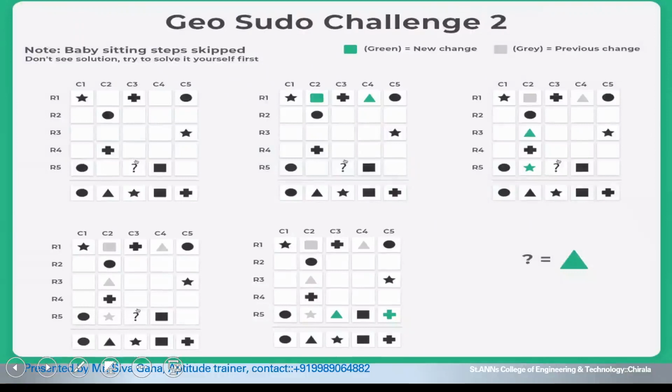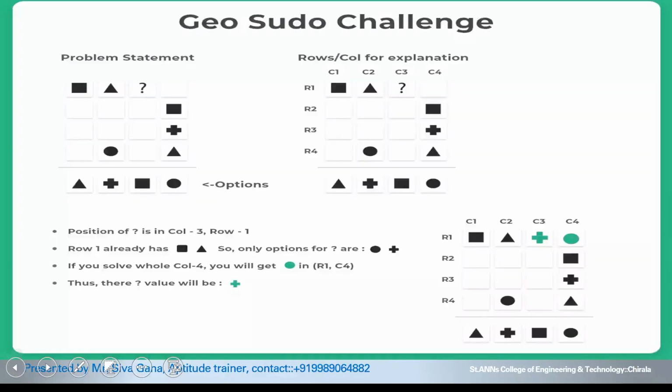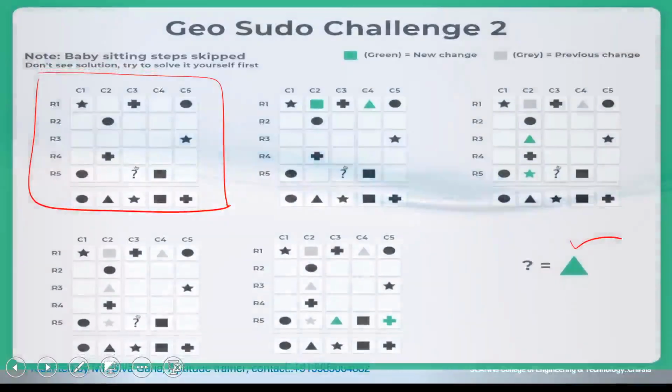Second level of Geo Sudoku game. Please note down this question, and the answer for this question is a triangle. Do it as quickly as possible. Please note down this also, and this also. Answer these two. The answer for this particular question is plus. Right, do it as quickly as possible. So 4 by 4 easy structure, right? So we'll see the next question.